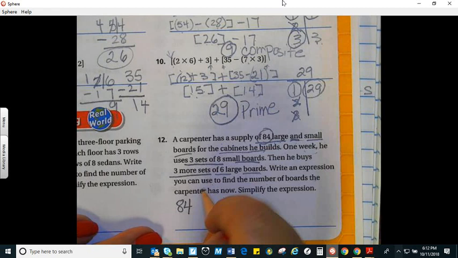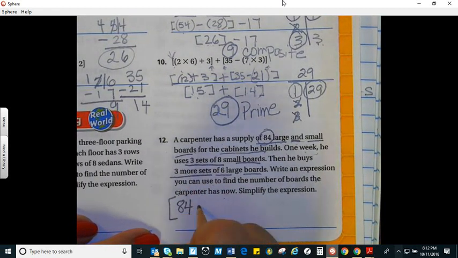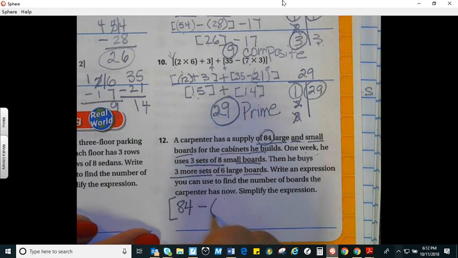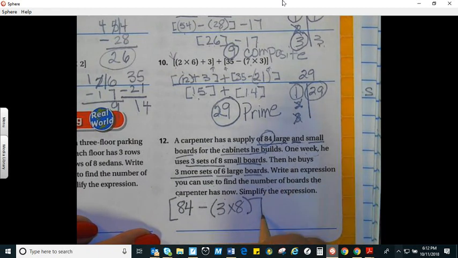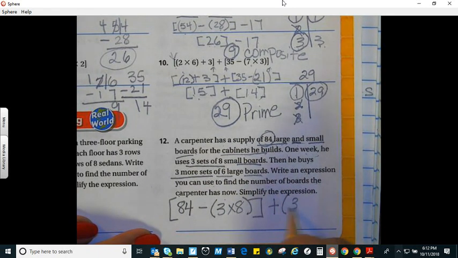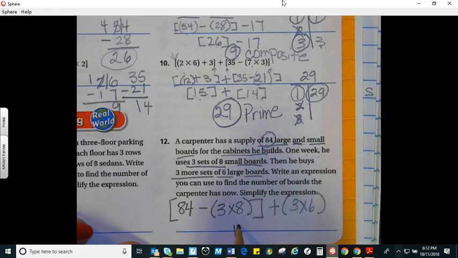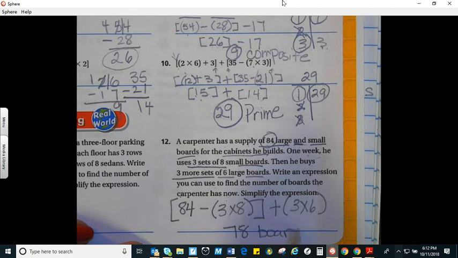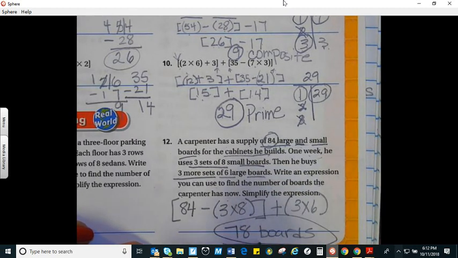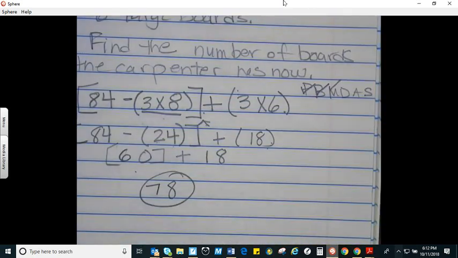So I'm going to put 84 in the brackets. 84 minus, in parentheses, 3 times 8, close parentheses, close brackets, plus 3 times 6, close parentheses, and I'm going to write the 78. I'm going to write 78 boards. That's how much he has. Okay? And I've already shown my work because I did it on my separate sheet of paper. So I got evidence to show that I got that one right.